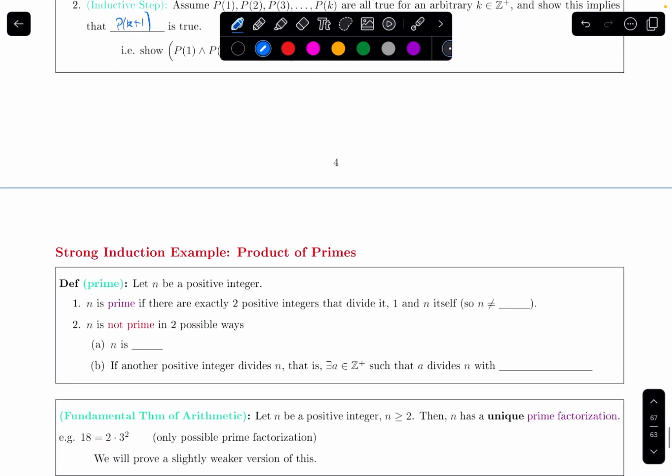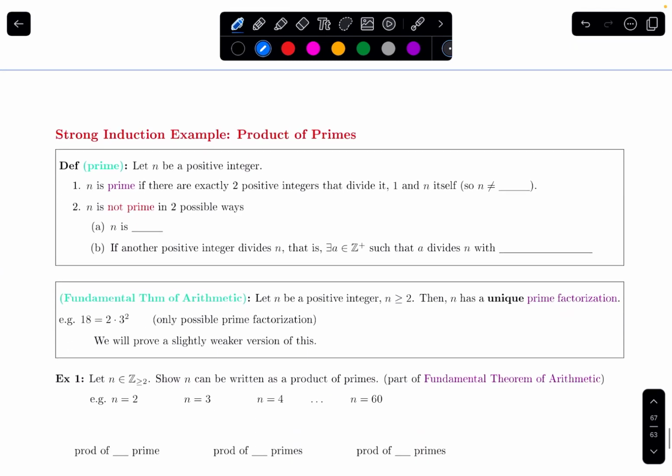Let us prove this thing about these products of primes. So first, let's more formally state what a prime is, but likely you've seen these going back to, I don't know, maybe middle school, or maybe high school. So I'm going to let n be a positive integer.